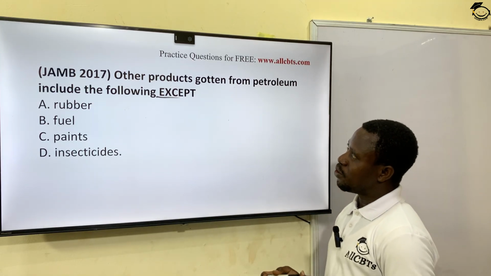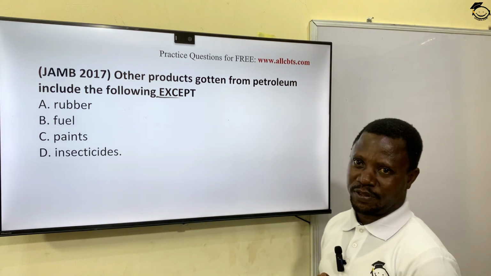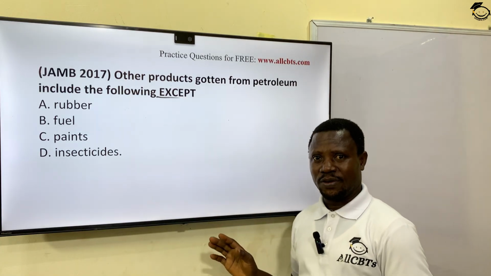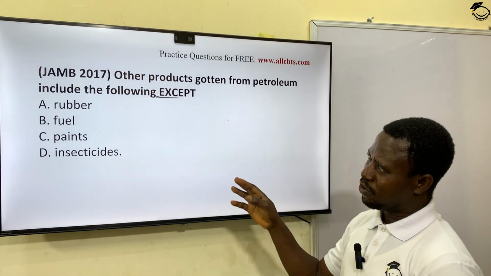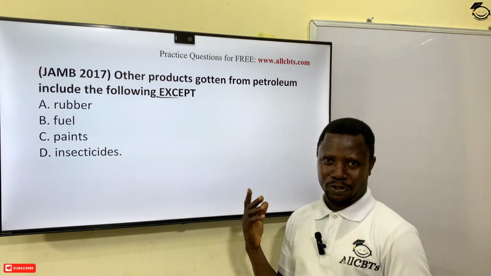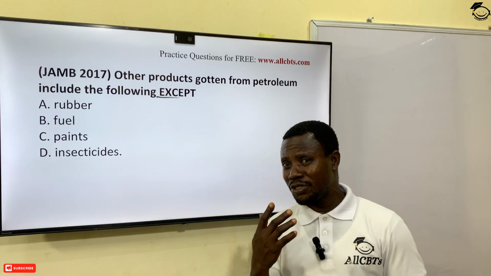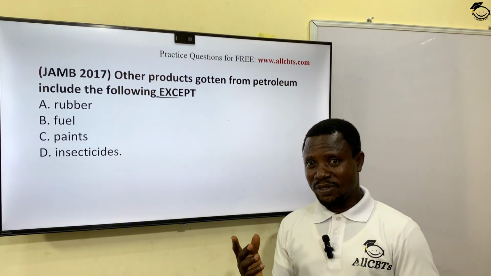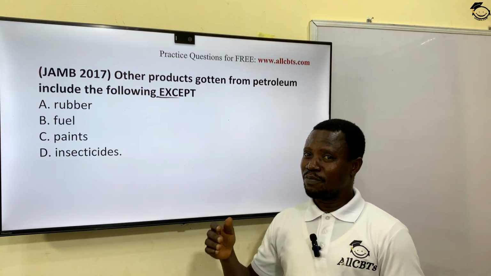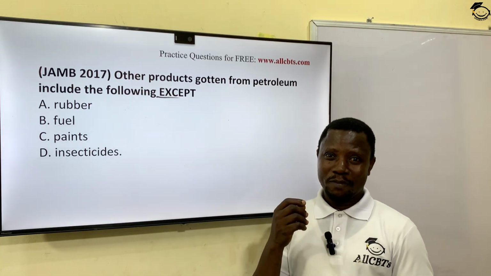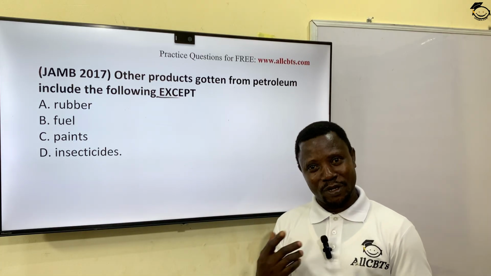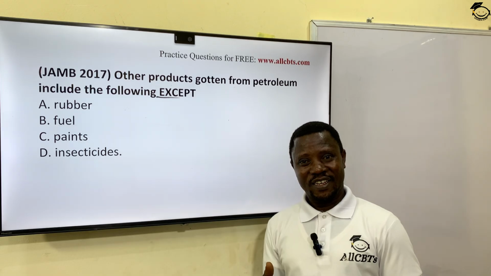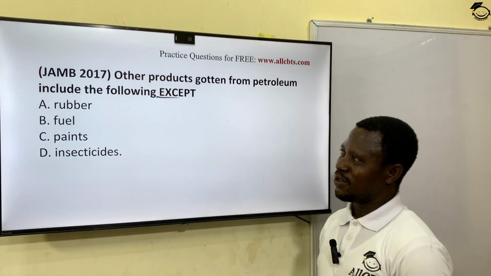Other products gotten from petroleum include the following, except. Always be mindful of the word except. In other words, all of them are correct, only one is wrong. So which of these products are not byproducts of petroleum? People don't know that when we say petroleum, there are so many byproducts, not just crude oil, not just petrol, not just kerosene. There are so many other byproducts from petroleum. For instance, people don't know that the plastics you have in your houses are byproducts of petroleum. Yes. Even some of your cream, petroleum jelly, are byproducts of petroleum. All right? So let's see. So which of these?